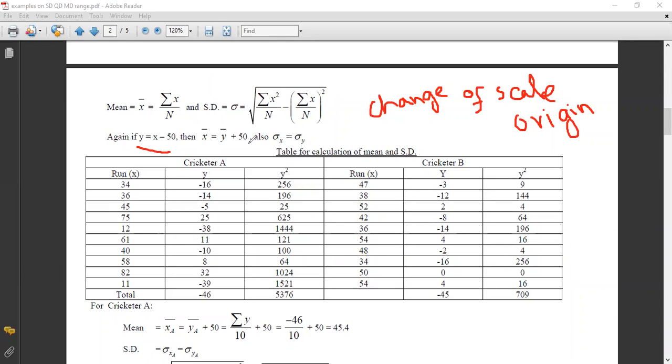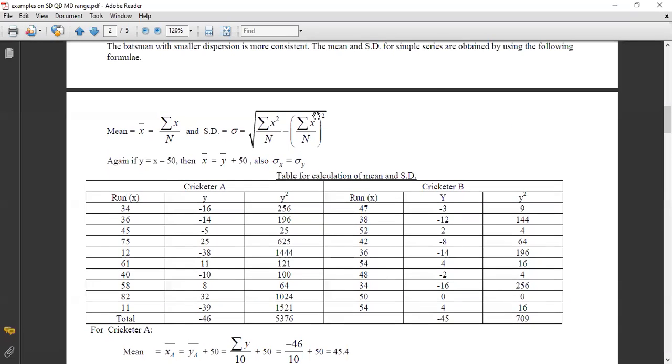Now we see in this example, the change of scale or change of origin, that is like y is equal to x minus 50.